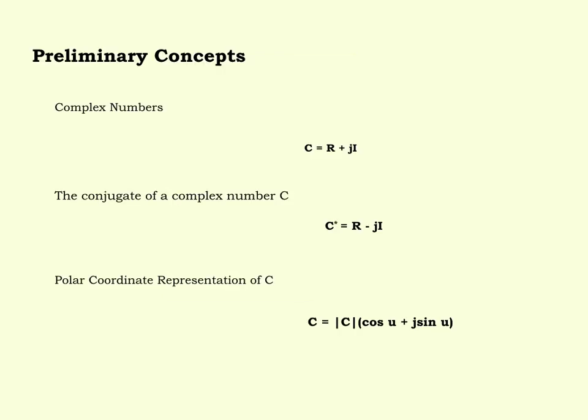Preliminary concept. Let a complex number C equal R plus Ji, where J is an imaginary quantity. The conjugate of C is R minus Ji, and the polar coordinate representation of C is the modulus of C times (cos θ plus J sin θ).